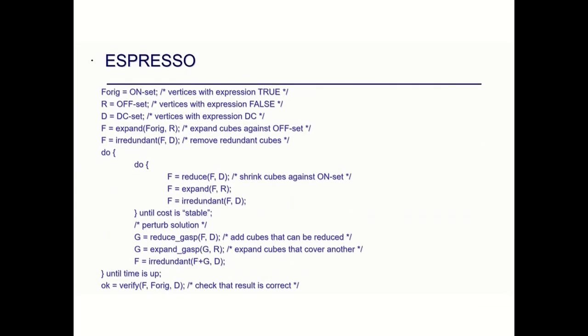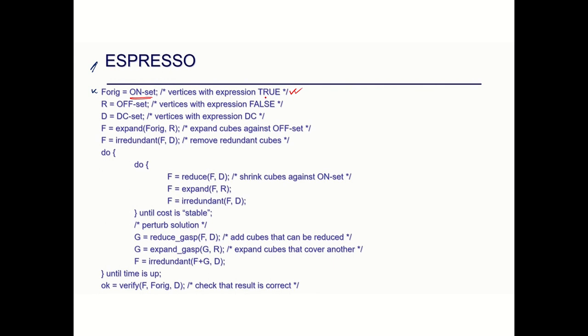So what is the Espresso algorithm? Espresso will start from the original function. The original function is given with the onset. So what are the onsets? That is all the minterm positions, that is, the expression in the true form.